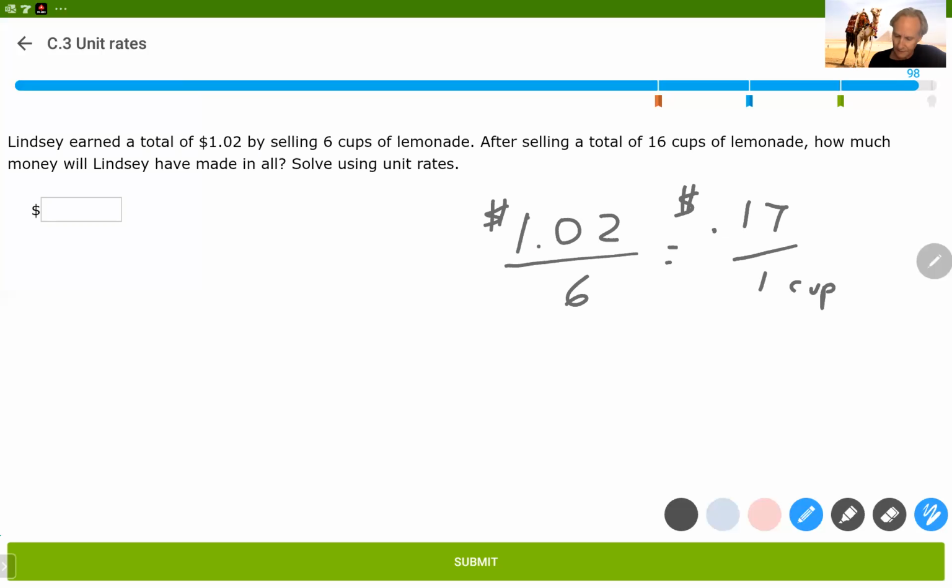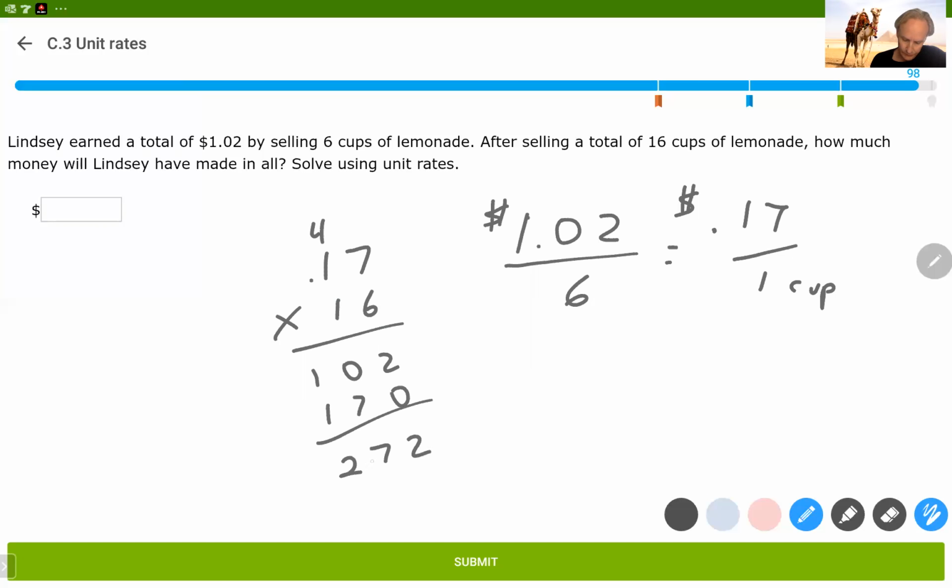And he has 16 total cups, so he's going to multiply the 17 times 16. I know 16 times 16 is 256. So 17 times 16 is 274, I believe, but let's go ahead and multiply it. That's going to be 2, carry the 4, that's going to be 1, 2, and 170, 272. 2 decimal places.